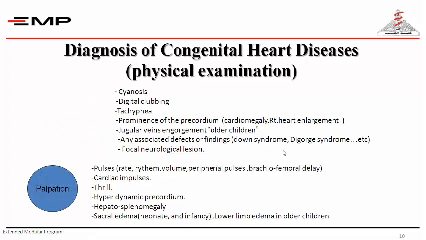By palpation, we need to palpate the pulses, the rate, rhythm, volume, all the characters of the pulse, cardiac impulses and thrill, hyperdynamic pericardium due to shunting, hepatosplenomegaly due to obstructive lesions, and sacral edema and lower limb edema in older children.